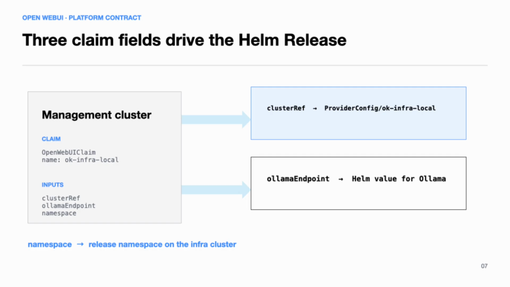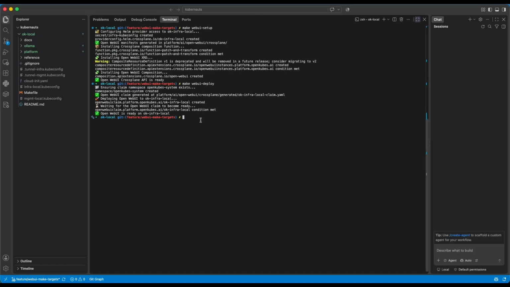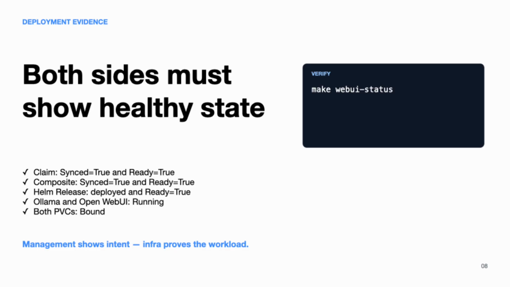The composition translates the small API into a Crossplane Helm release. The implementation can therefore evolve without changing the user-facing contract. Acceptance is deliberately checked on both clusters. Make webui-status queries OK Management Local and shows the claim, the composite resource, and the Crossplane Helm release. In our verification, both claim and composite were synced and ready.